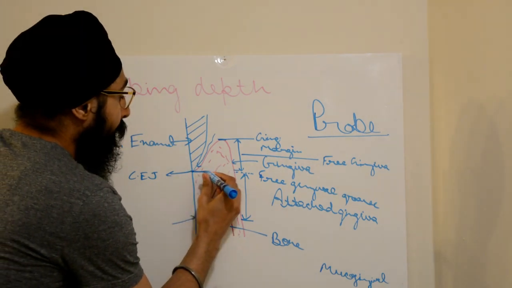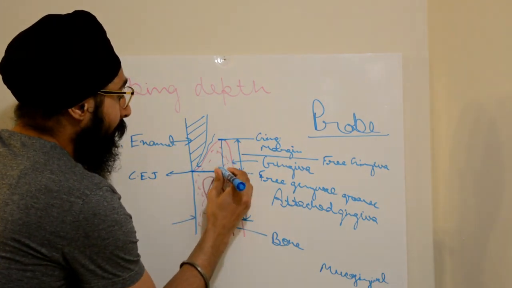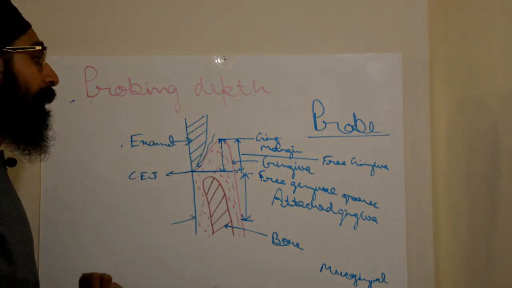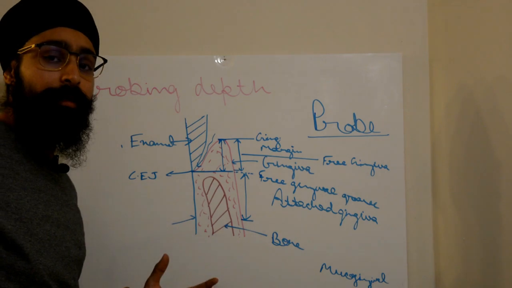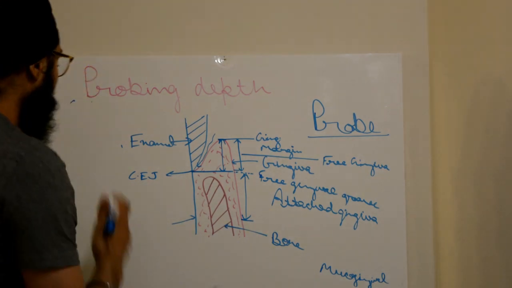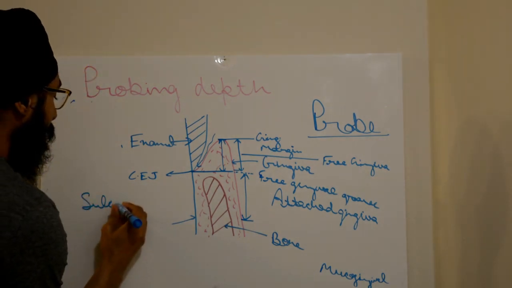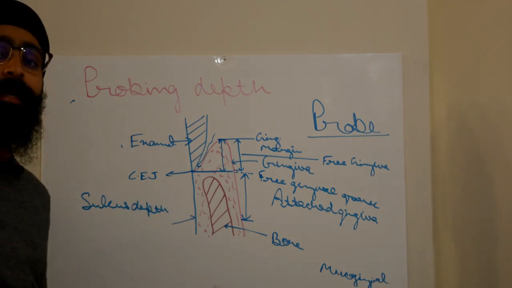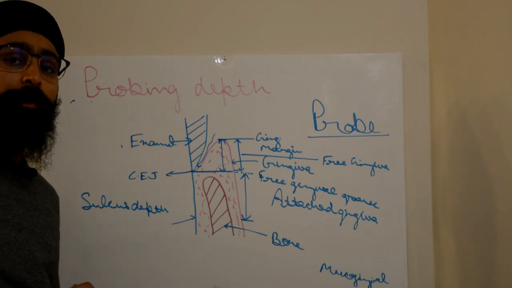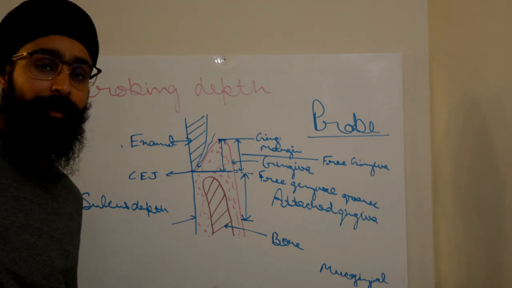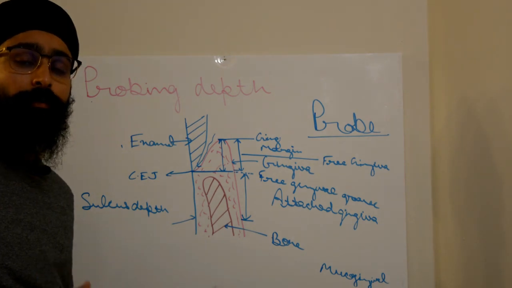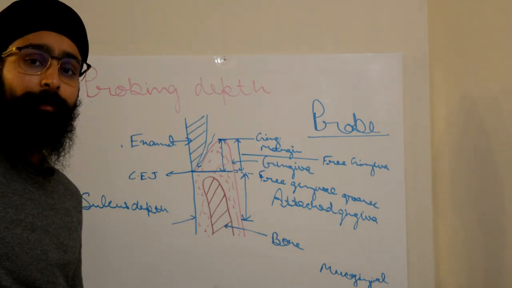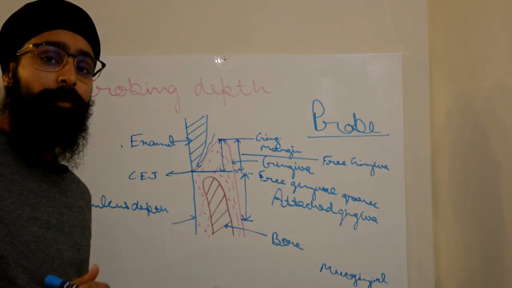Friends, the measurement between the free gingival margin and cemento-enamel junction is called the gingival sulcus depth, or gingival sulcular depth. We call it sulcus depth when it's a healthy periodontium, but when the periodontium is in a diseased condition, for example gingivitis or periodontitis, and the epithelium in the gingival sulcus becomes inflamed, then we call it periodontal pocket.